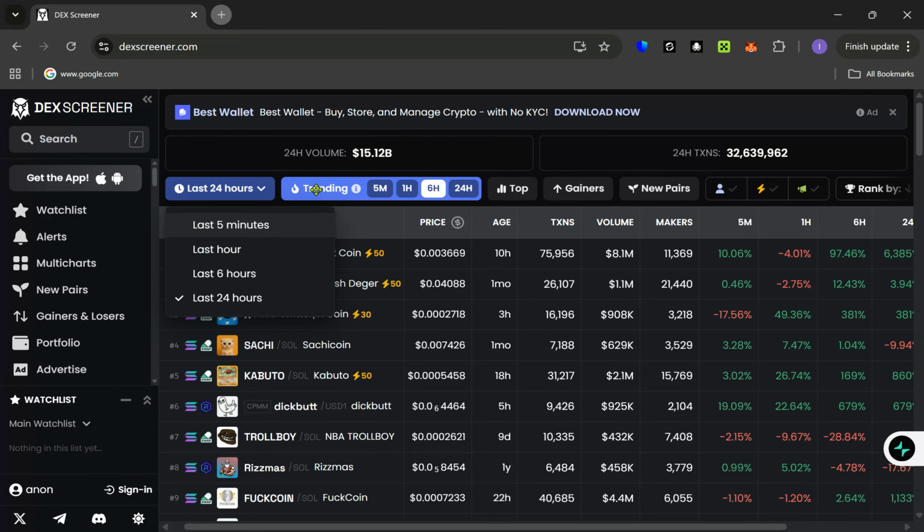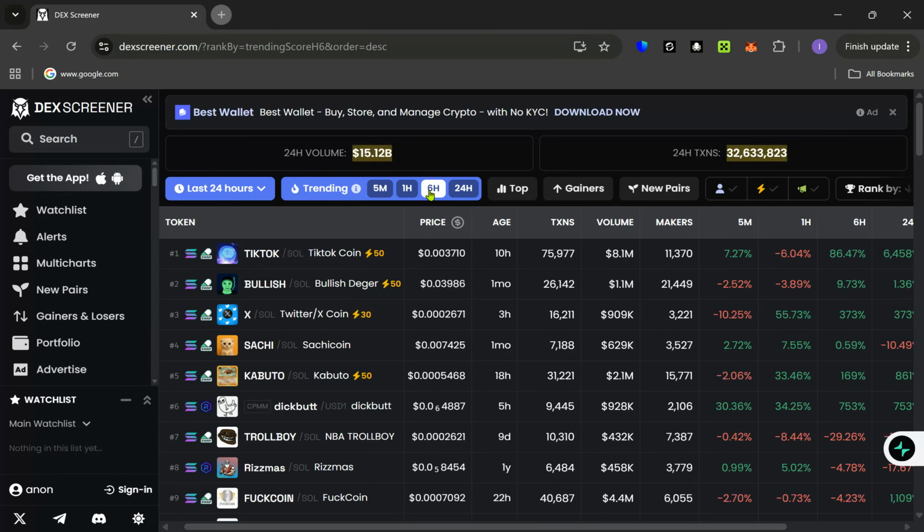Then from here we have trending. Here we are seeing the tokens that are trending within the 6 hours, because if you look at this, it is under 6 hours. If you want, you can come here to see the ones trending within 1 hour, or here to see the ones trending within 5 minutes. You can click any one you want. Even this is not that difficult for you to understand, so you can do it.